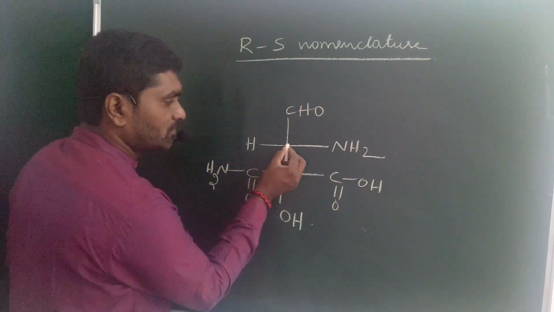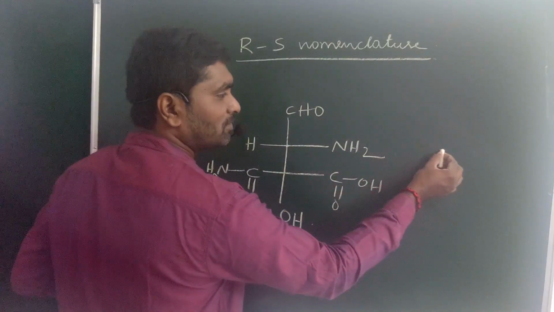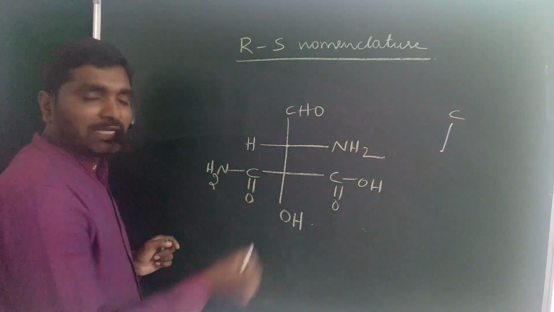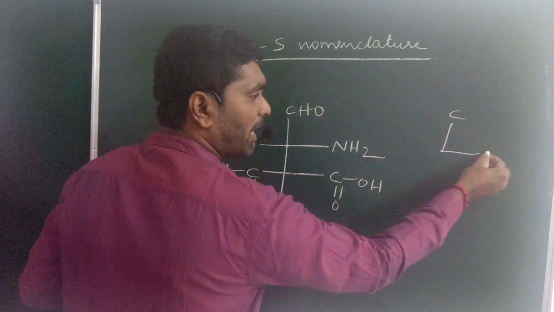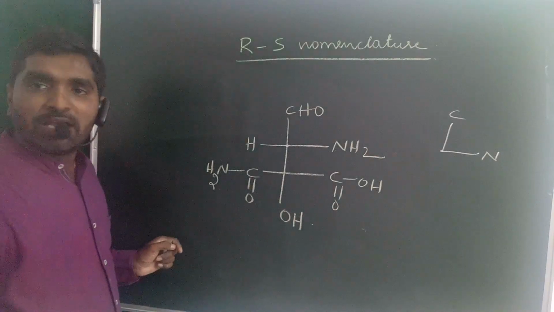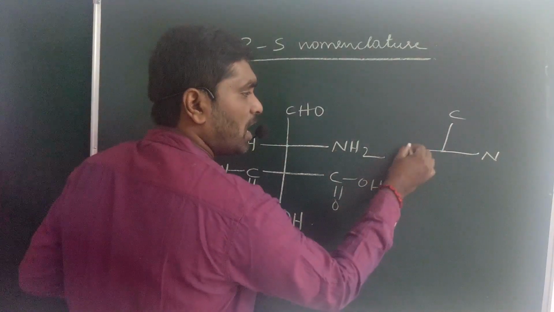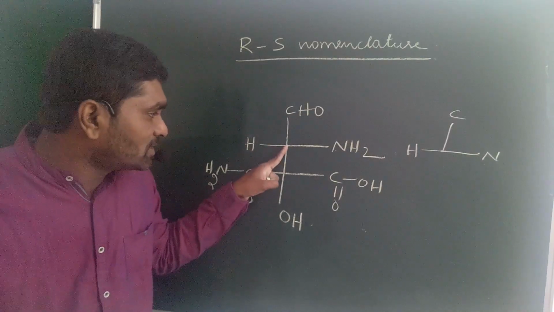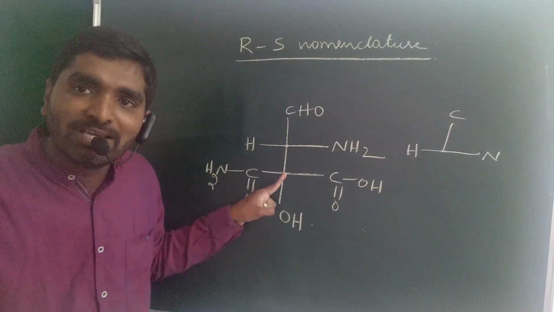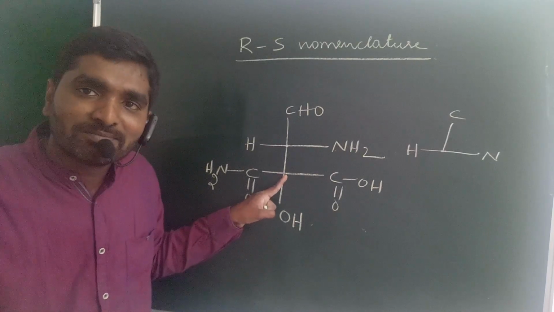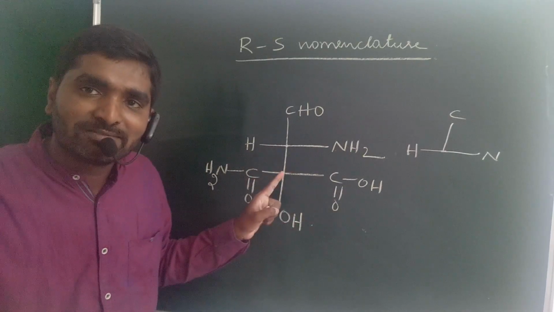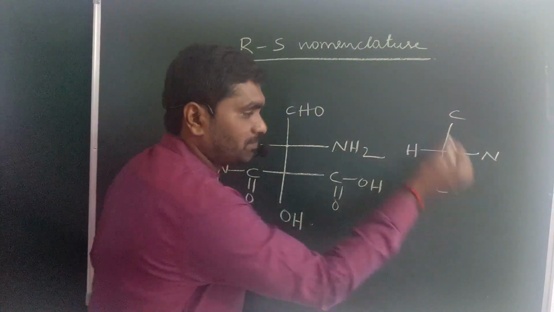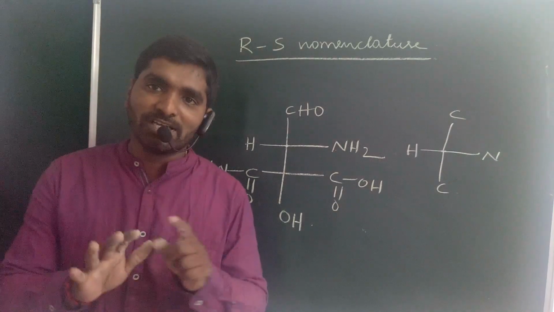Okay, look at this one. This carbon, the first carbon, is bonded with a nitrogen on the right side and a hydrogen on the left side, and below the plane again with a carbon atom. The remaining atoms you don't mind. So this carbon is just bonded with the carbon atom. Is it clear?